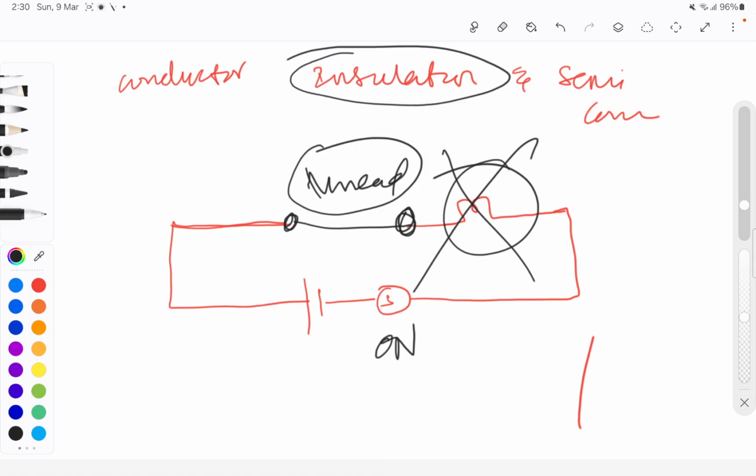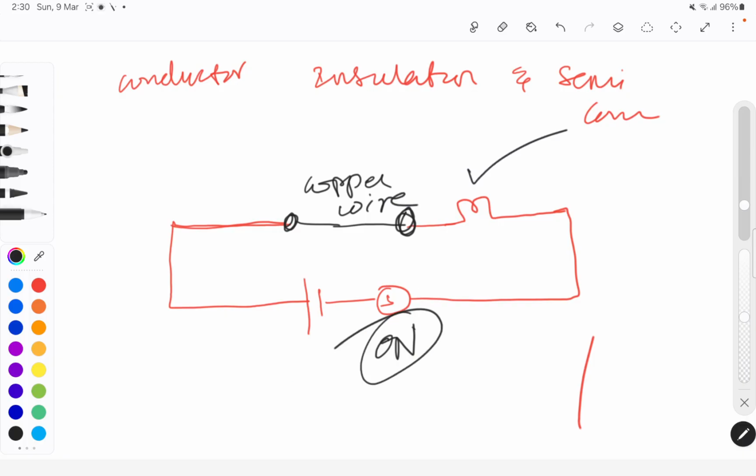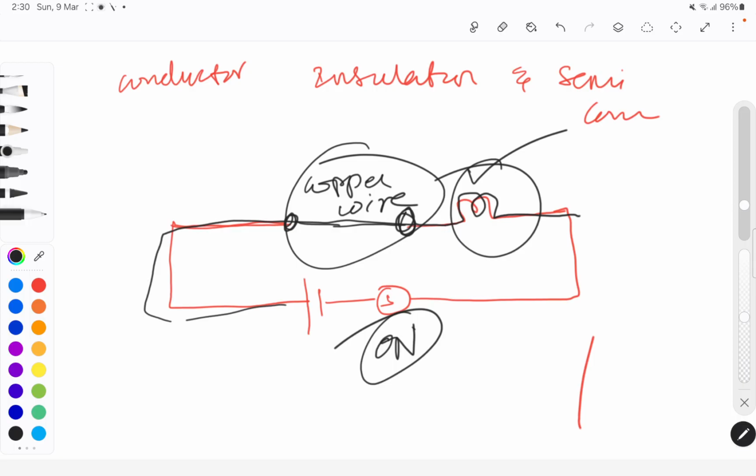Okay, next, now instead of this thread, you connect a copper wire and again switch it on. Now you can see the bulb is glowing. Why is the bulb glowing? Because the current can pass through this wire and can reach the bulb, and the bulb will work. So what the copper is doing is allowing the electric current to pass.